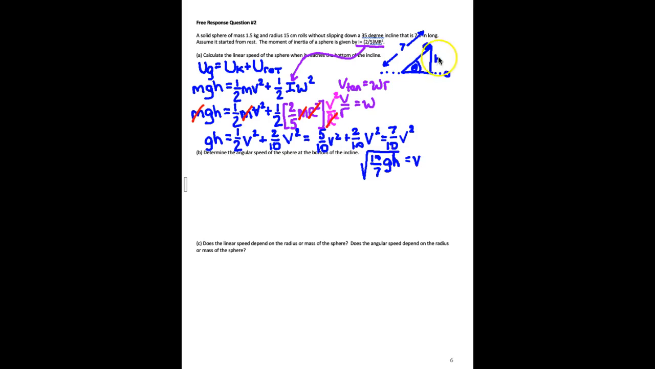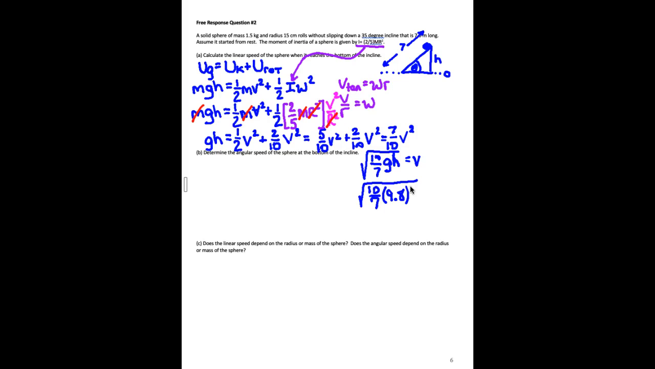Now, they didn't give me the height h, but they did give me the angle and the length of the incline or the hypotenuse. So I could replace h if I wanted to. Let's write this one last time. I know I'm going into some extra space underneath, but this hasn't changed. It's still 10/7. G is just the number 9.8 because we're on Earth. And h is going to be the sine of 35 times the length of the incline, which is 17.